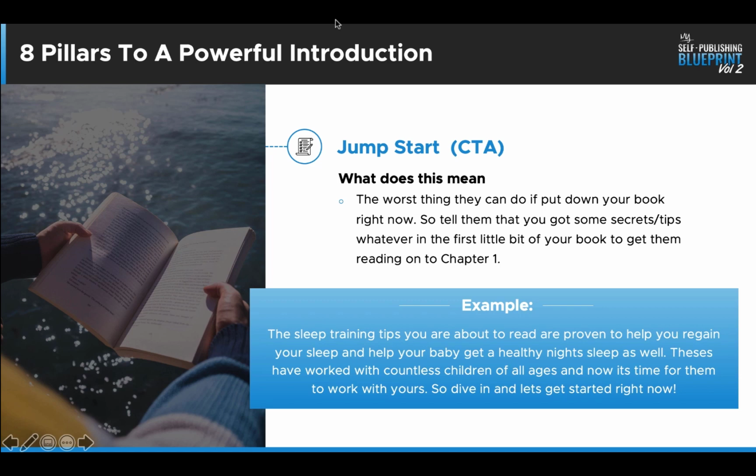Sleep training tips you're about to read are proven to help you regain your sleep and help your baby get a healthy night's sleep as well. These have worked with countless children of all ages. Now it's time for them to work with yours. So dive in and let's get started right now.